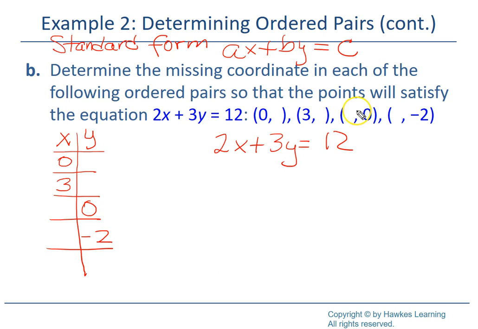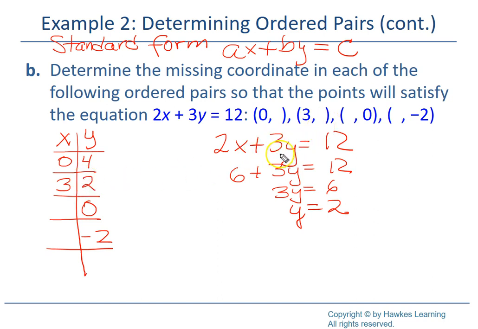So how do we solve it? Well, we're going to put a 0 where the x is here. So 2 times 0 is 0, and we get 3y equals 12, just this part. Divide both sides by 3, and then y would be a 4. Then we're going to put a 3 here. So 3 times 2 is 6, plus 3y equals 12. We're going to subtract 6 from both sides. 3y equals 6, y equals 2. So over here we put a 2.